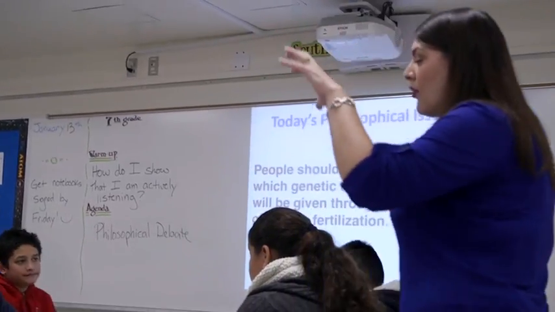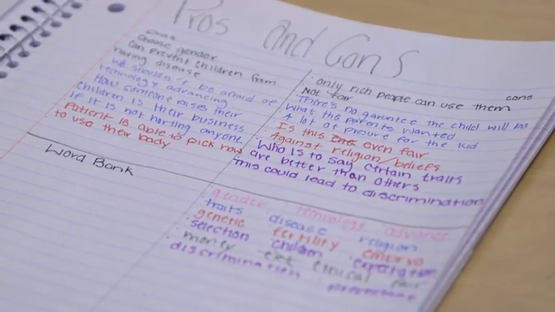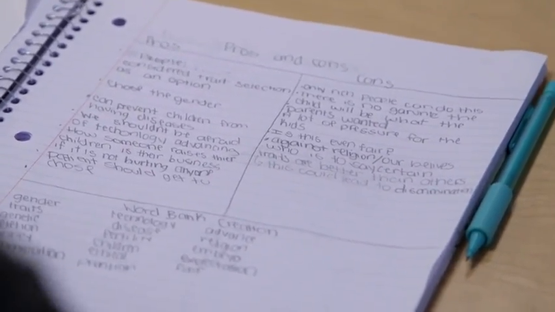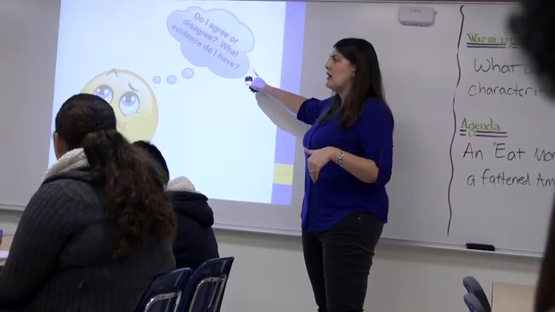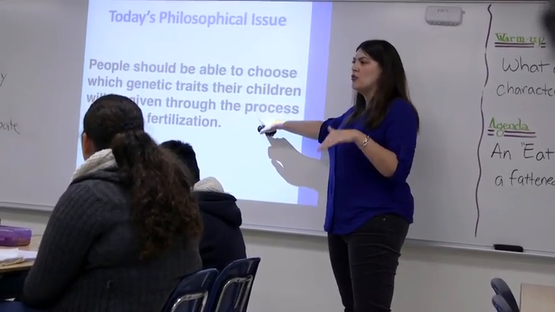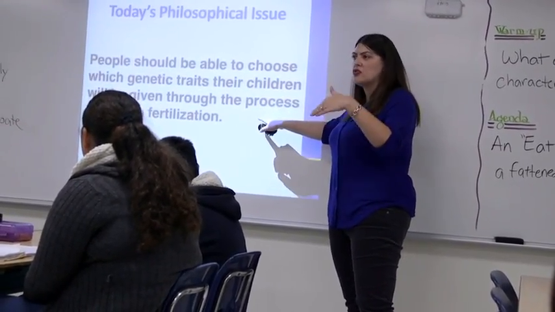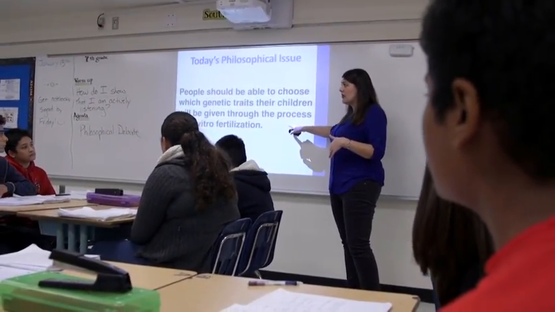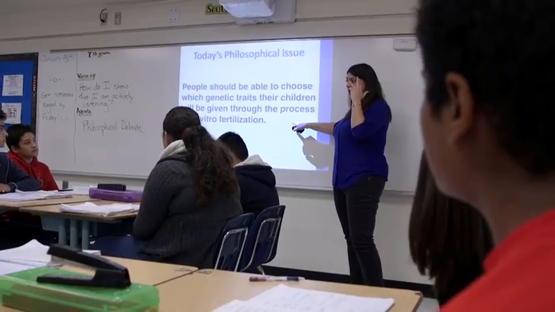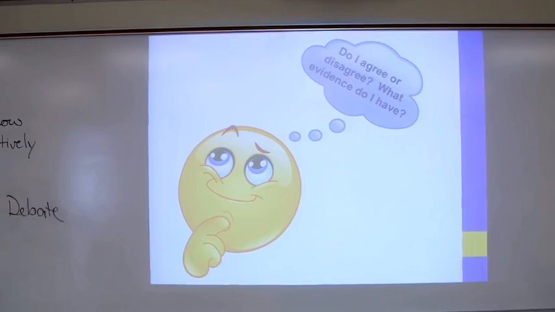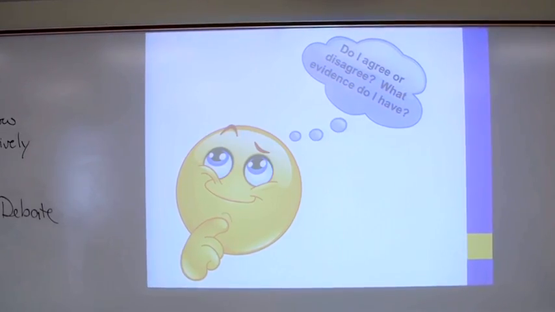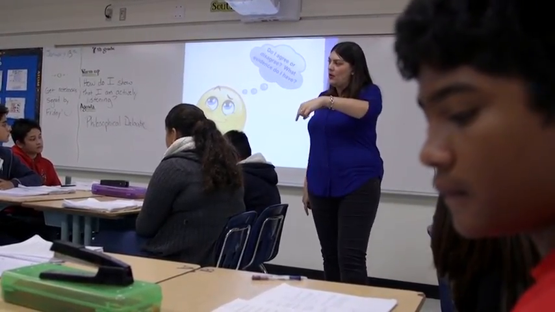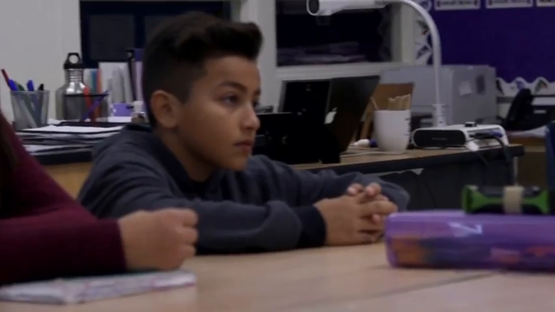I want you to look over all of your pros list, all of your cons list. I'm going to give you some time to right now think by yourself. Do you disagree or agree with the statement that people should be able to choose the genetic traits for their children through in vitro fertilization? So I'm going to give you a couple minutes. I just want you to think. Do you agree or disagree with that statement? And what evidence have you generated that supports your position? Okay, so I want you to think right now, individually.